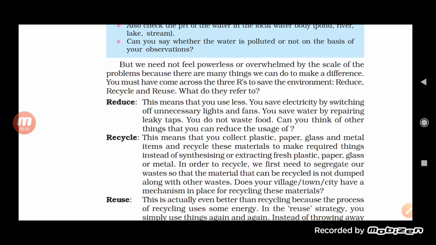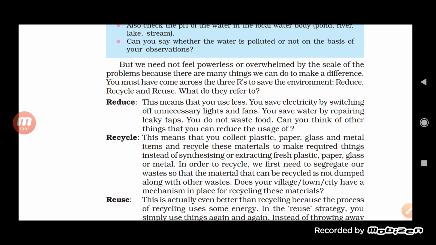See, you are at home, and right now you do not need lights or a fan, especially in daytime you do not need lights. So what you can do is switch off the light. This is a very small thing, with the help of which we are able to save our natural resources, because you know that electricity is generated with the help of coal. So coal is also a natural resource.